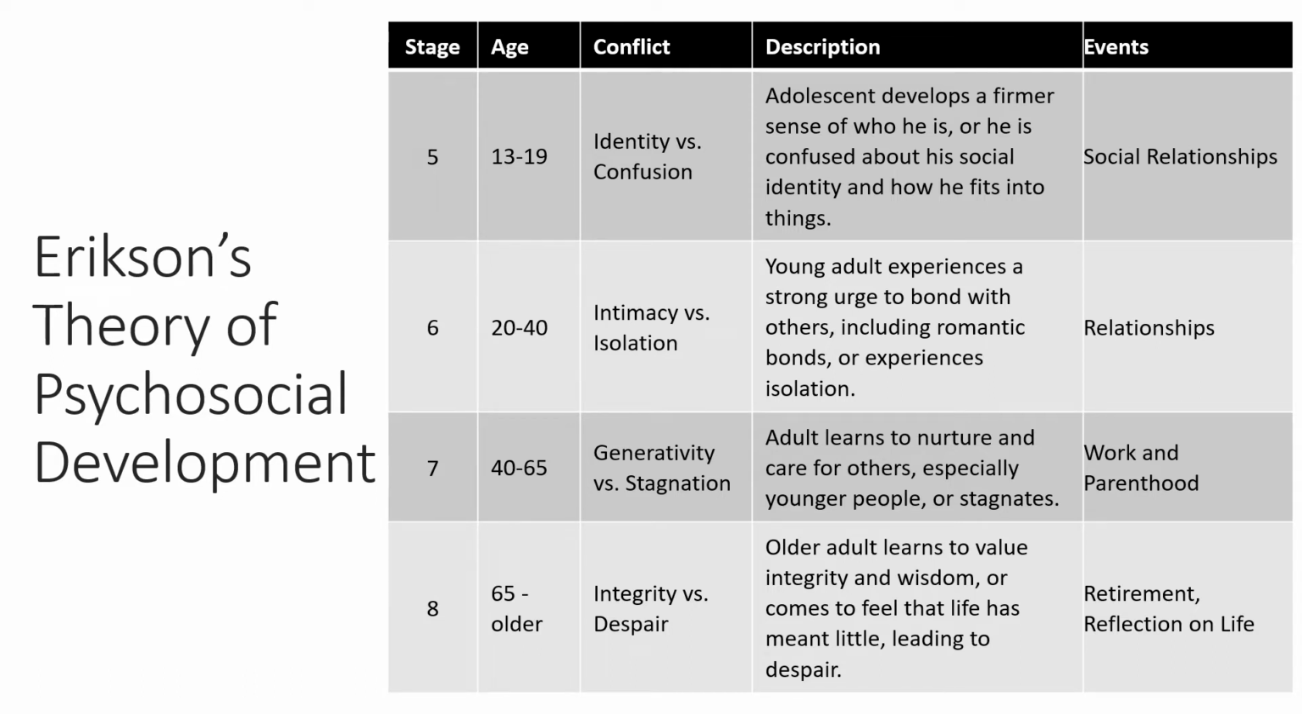Stage 8, 65 and older, is called integrity versus despair. And this is when the older adult learns to value integrity and wisdom, or comes to feel that life has meant little, leading to despair. This generally occurs around the age of retirement. It may be that the adult looks back and sees a series of severed relationships with their children, with their spouse, with their parents, feels like life has treated them poorly, and they fall into despair. Or they may look back and they're pleased with what they've done, and that gives them a sense of integrity.